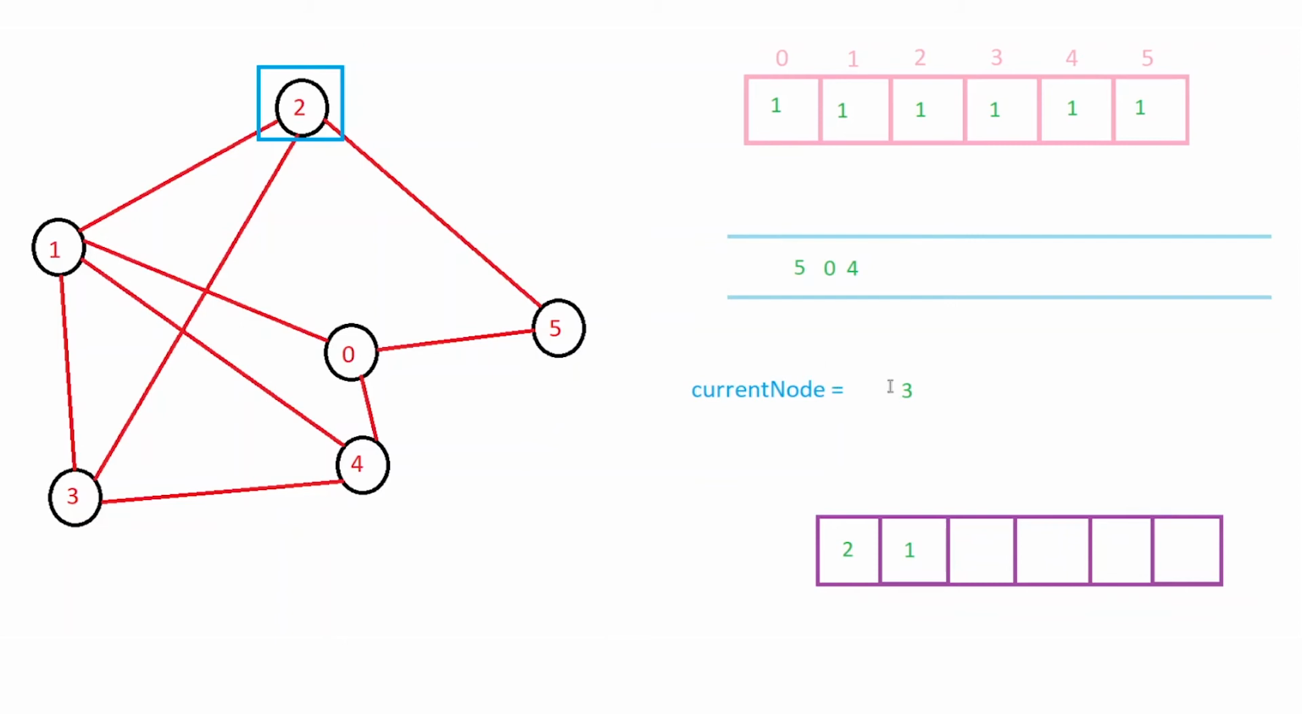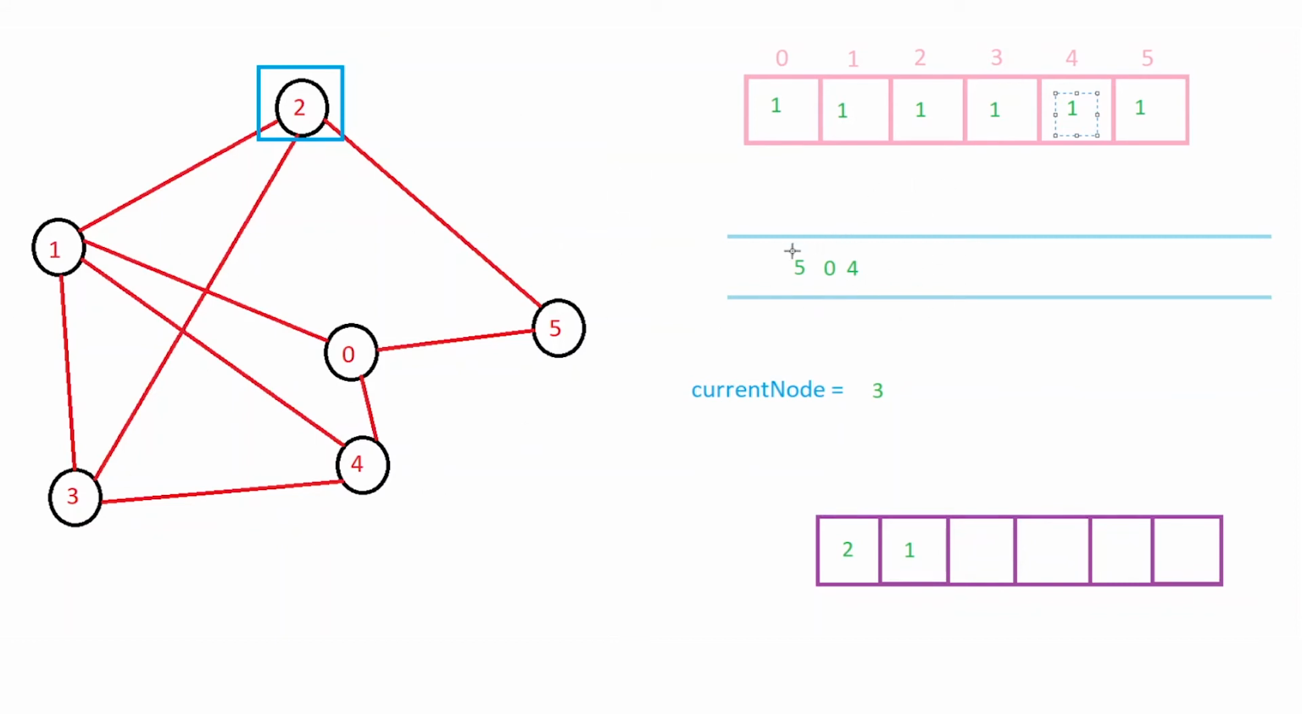Now, the current node is 3. So we will look for the neighboring elements of 3. What are the neighboring elements of 3? 1, 2, and 4. 3 has 3 neighboring elements. That means 3 elements are directly attached with 3. Now we'll look for whether these elements have been visited or not. 1 has been visited. 2 has been visited. 4 has been visited. Therefore, none of these elements would be pushed.